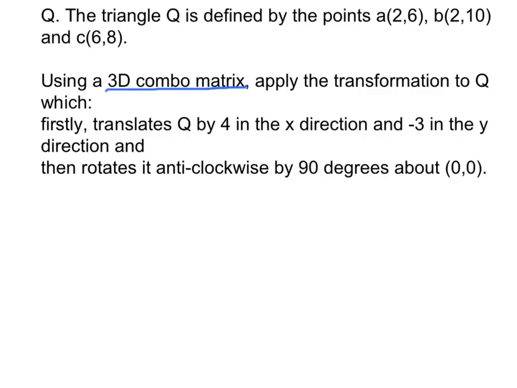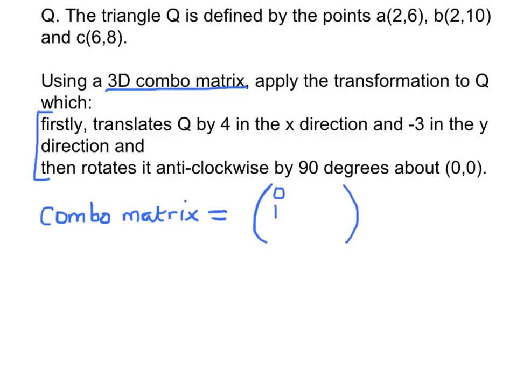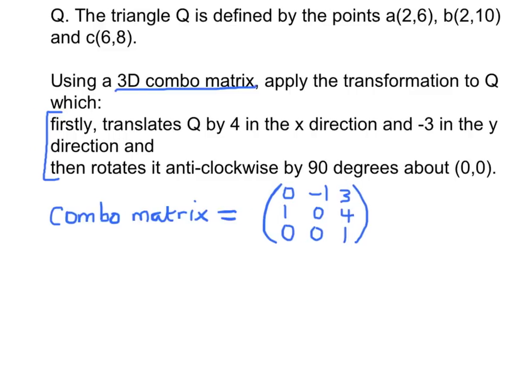Now this is the same question that we were asked in the previous question that I did for you. So we've actually already found the combo matrix in the last question. So I'm going to write down the combo matrix here. The combo matrix is this matrix here. Just from the last part, it's 0, 1, 0, minus 1, 0, 0, and then lastly 3, 4, and 1. So the question asks me to apply the transformation to Q.